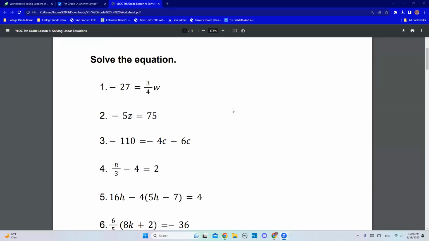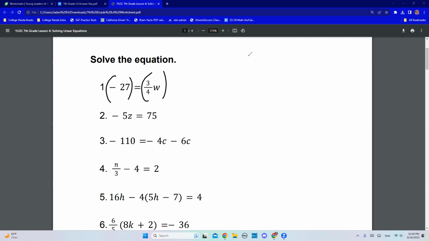So the first set of problems involves solving for the equation. For problems like these, you want to isolate the variable, which means you want the variable to be on a side by itself. So for this problem, for example, number 1, we have to isolate the variable so that we get rid of the 3 out of 4.